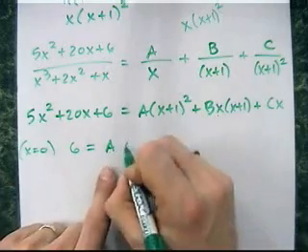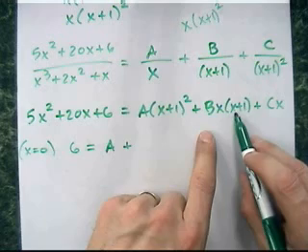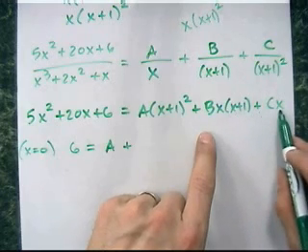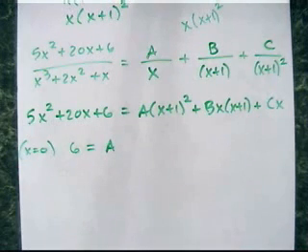Plus, now x is 0, right? So 0 times who cares is going to be 0. Plus c times 0 is still going to be nothing, right? So we have a equals 6 already. Okay, so the first one's really quick, really nice.